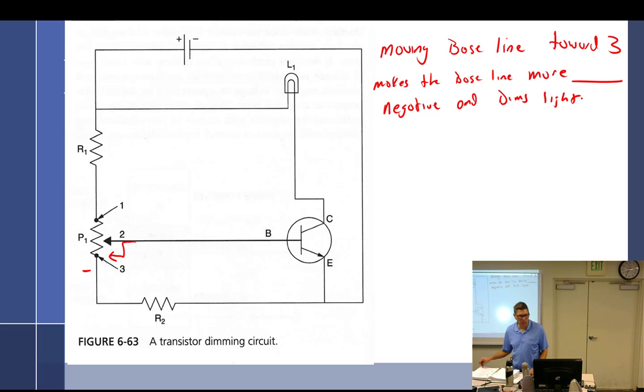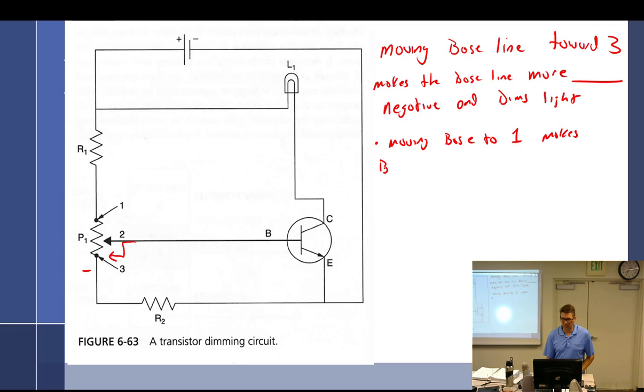Moving the baseline towards 1 will do what? Makes it more positive. All right, so moving base to 1 makes base more positive, and the light gets brighter.